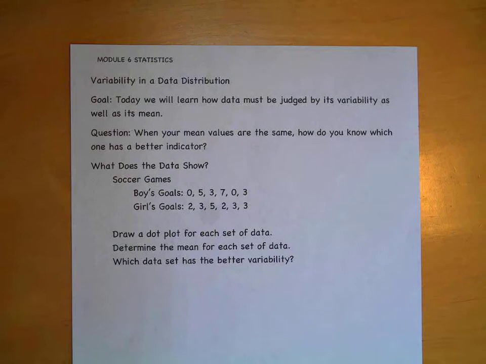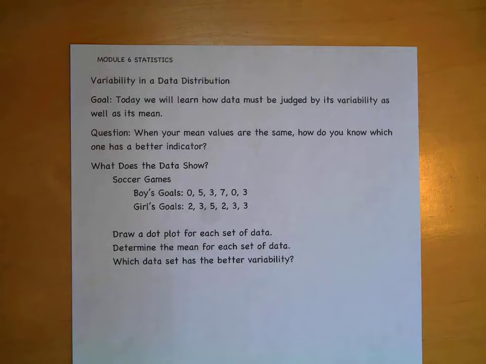So we have some soccer games, okay? And in the soccer games, we kept record of the goals that were scored. So our data is actually goals, boys' goals and girls' goals. And we have to compare that data to figure out what would have the better variability. So the way that we do that is we take the data that we have and then we look at it to determine what we can see about the data itself.